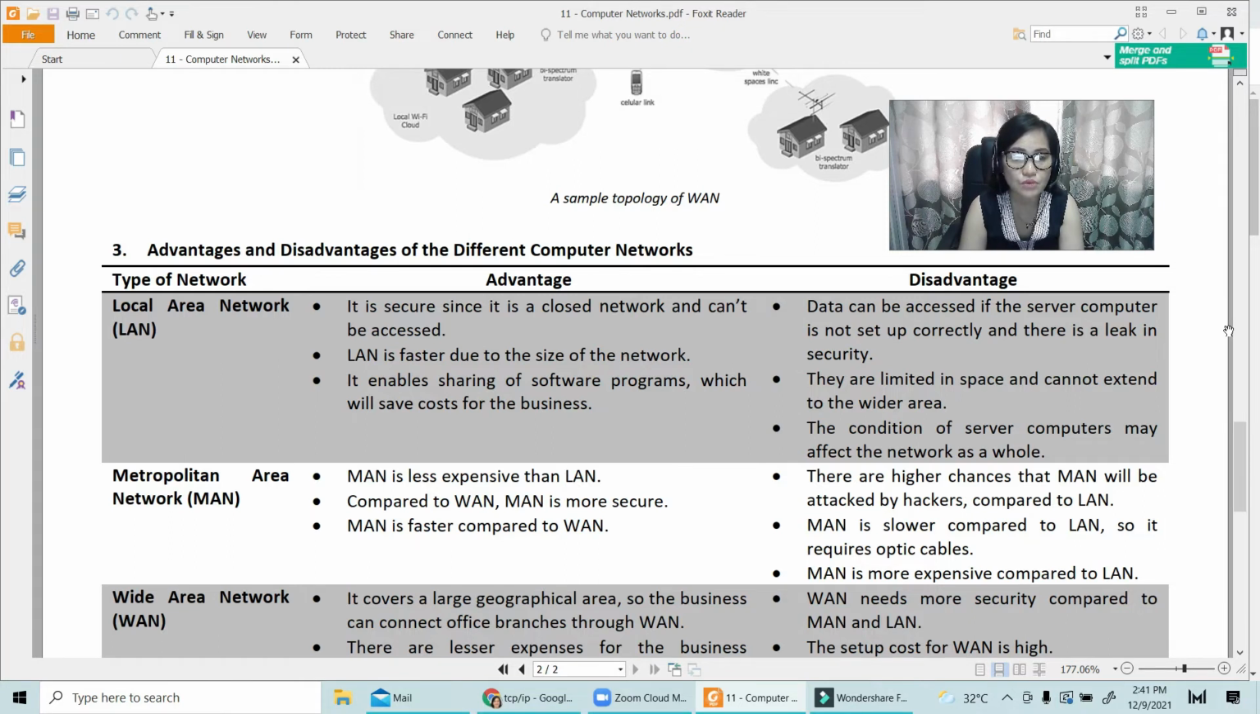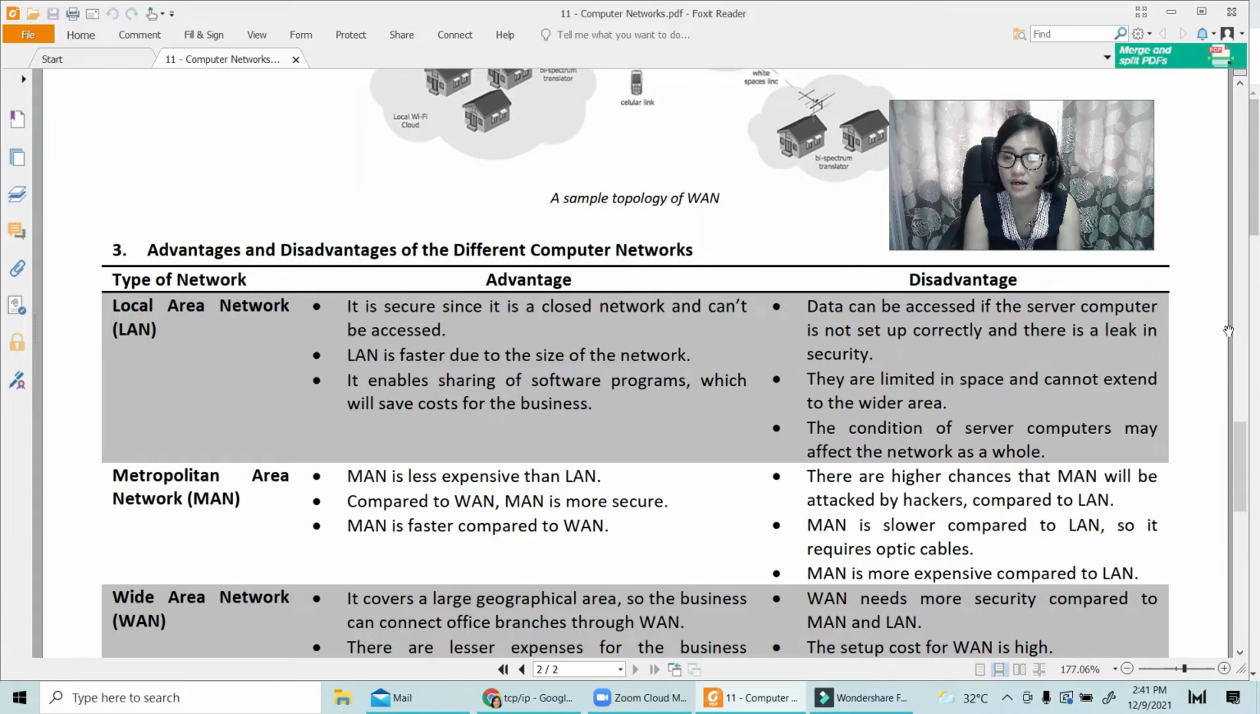Now let's go to the metropolitan area network, or the MAN. MAN is less expensive than LAN. Compared to WAN, or the wide area network, MAN is more secure. And MAN is faster compared to WAN.